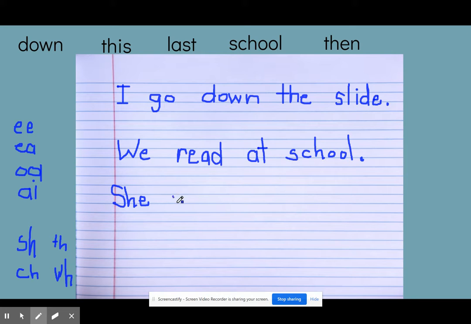Was. Was is always a tricky word. It's always W, A, S. She was the, go ahead and write the word the, that should be memorized in your head. We used it up here in our first sentence. She was the last. So look up at your words at the top. Which one looks right? Last. Okay, so go ahead and write that word. She was the last.